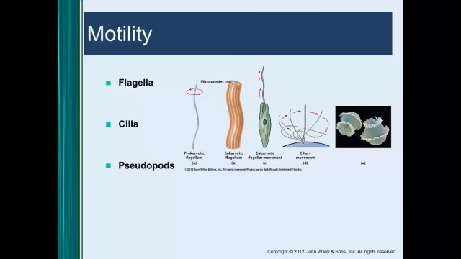Flagella are most common among protozoa, but are also found in algae as well. Most flagellated eukaryotes have 1 flagellum, but some may have 2 or more. The only flagellated human cells are spermatozoa.